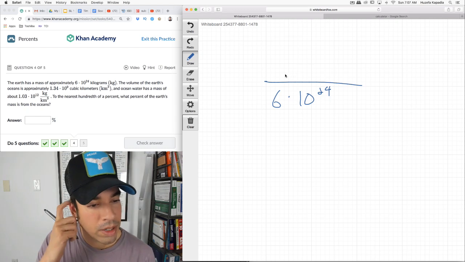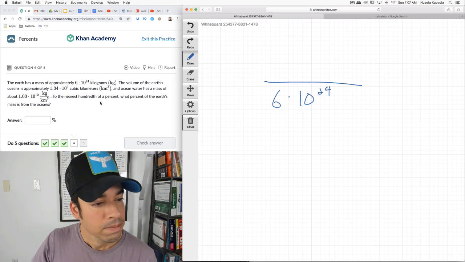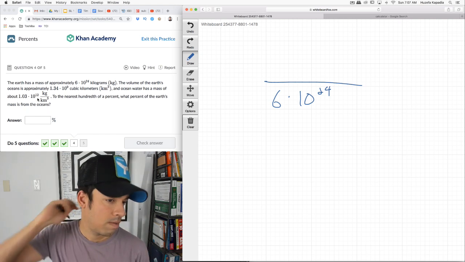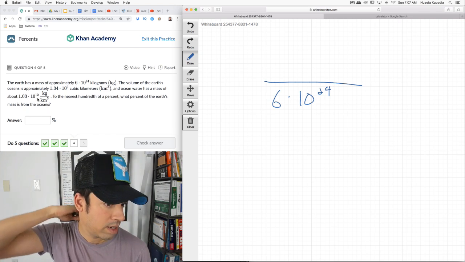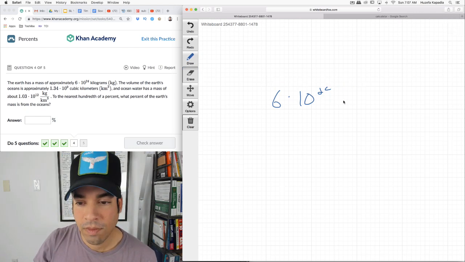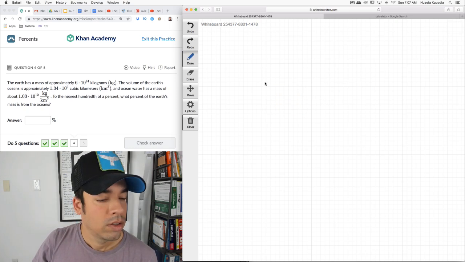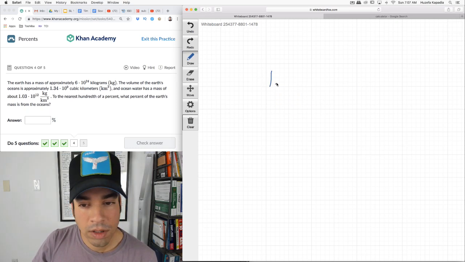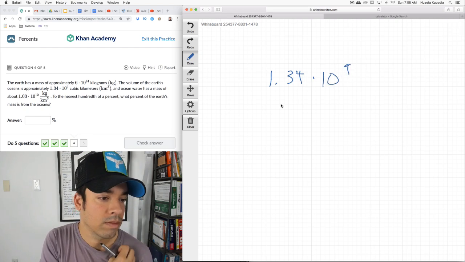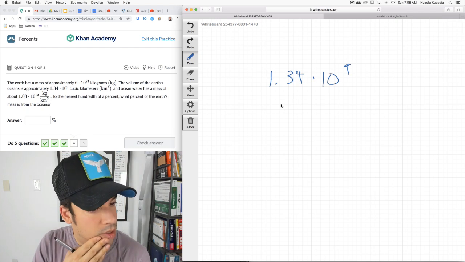Hold on. Oh, wait. No, we do need that. Sorry. This is the density. Hold on. So I need to multiply. Let's back up for a second. Good thing I caught that. So we have one, they made this look like this. So this is my total volume. 1.03.